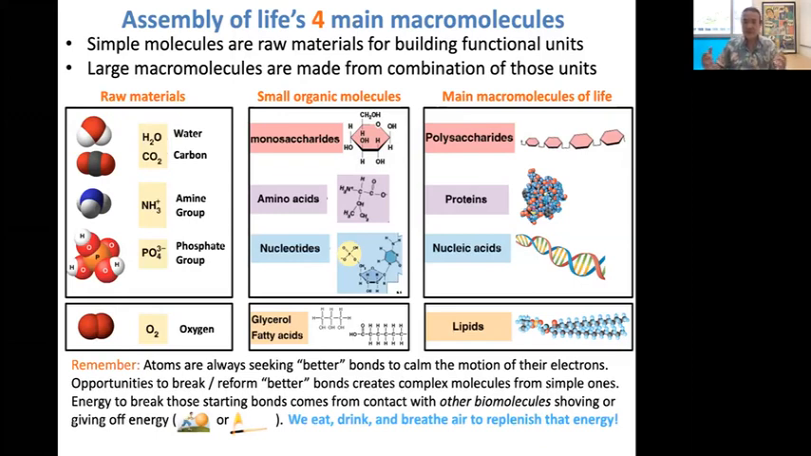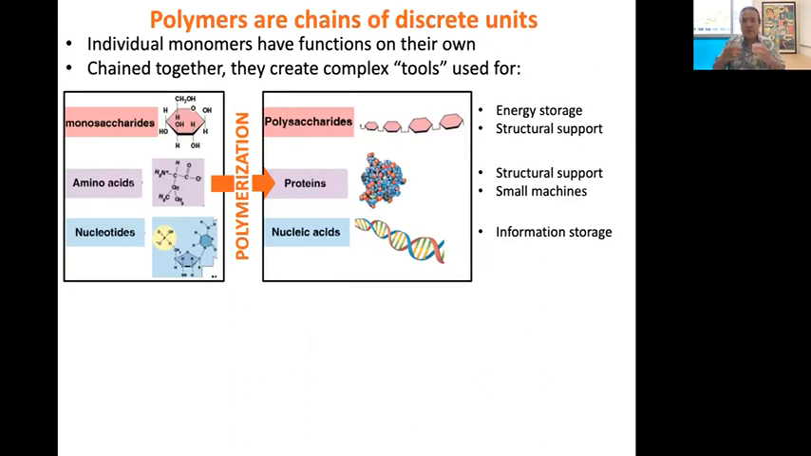Well, it starts from the materials around us that we draw into our body. Right? That's why we have to eat things and drink things and breathe air. It's an interesting way of thinking about it, but we do all of these things to provide the starting energy that allows us then to kick off these big chain reactions of bonds breaking and reforming that are required in our cells to build things like these polysaccharides from monomers. So polymers are chains of discrete units then.